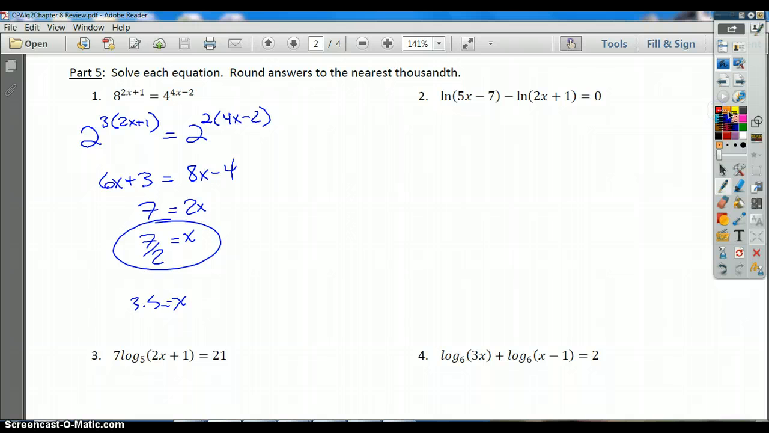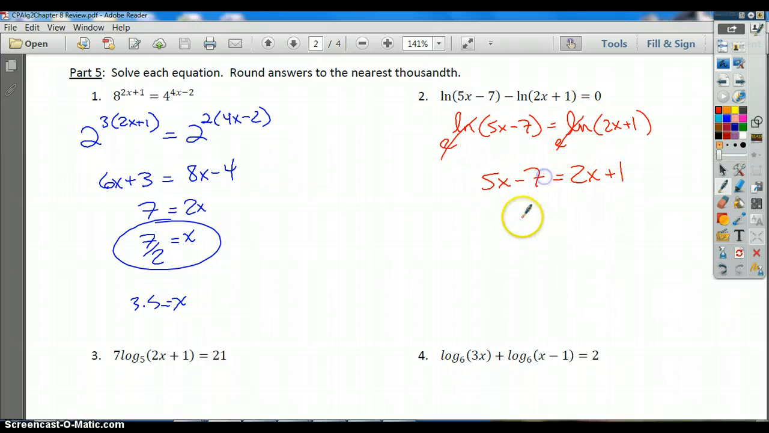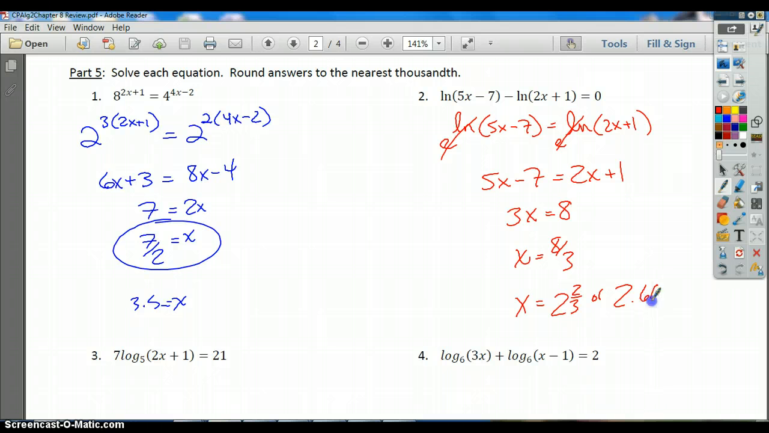Coming over here to natural logs. I'm going to move the ln over. So this is 5x minus 7 equals ln of 2x plus 1. Raise both of these to the e. So I get 5x minus 7 equals 2x plus 1. So this is going to be 3x equals 8. x is equal to 8/3, which is basically 2 2/3, or 2.667 if you round it to the nearest 1,000.